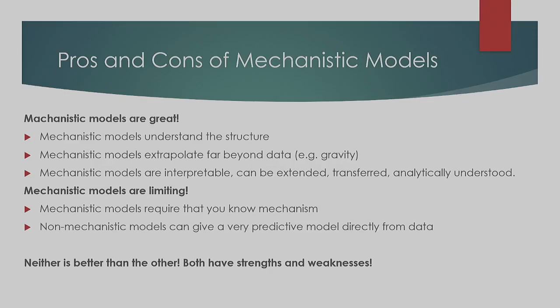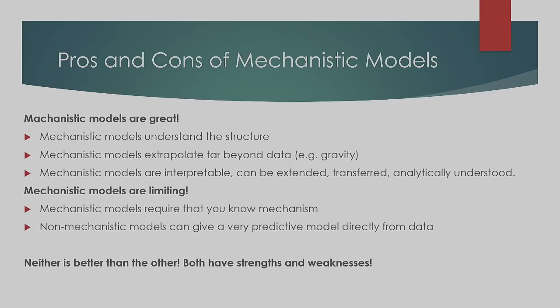So the mechanistic models are great because they understand structure, right? We put in there things that we know about nature, things that we know about these scientific laws that form these differential equations. And they can extrapolate far beyond the data because if you have the right mechanisms, then you say, well, what happens when I go to these new parameters? You can make very accurate guesses.